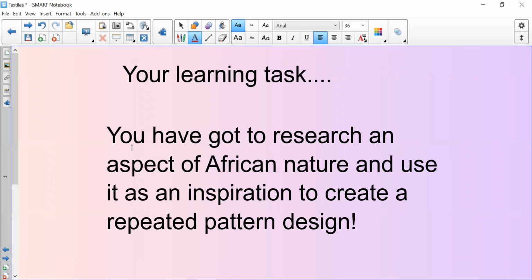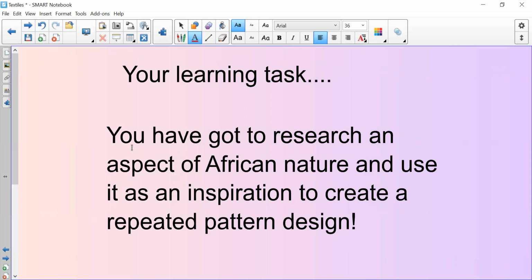So for your task today, you've got to research an aspect of African nature and use it as an inspiration to create a repeated pattern design. Okay, so as long as it is inspired by something natural from Africa, you can do anything. So animal patterns, shells, flowers, hills, whatever you would like, okay?